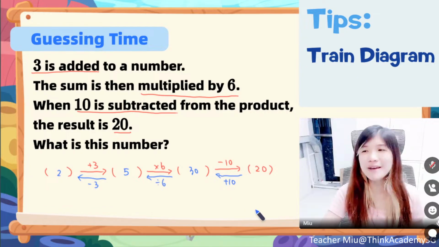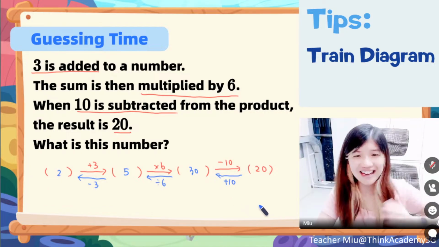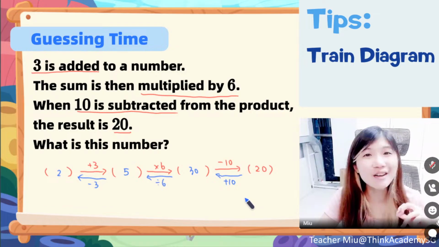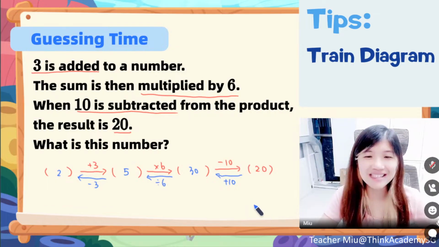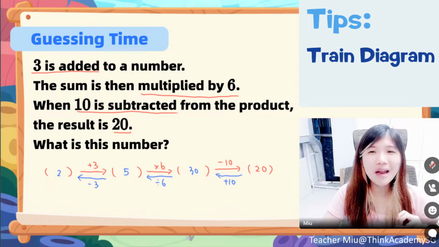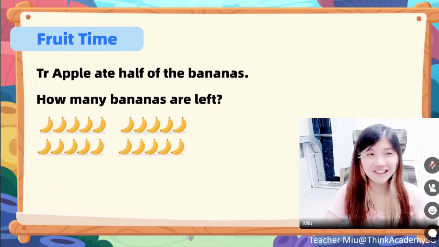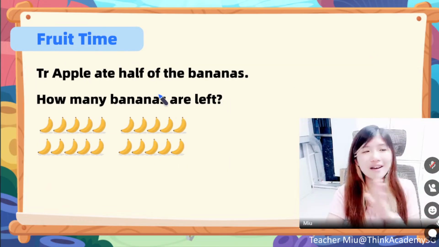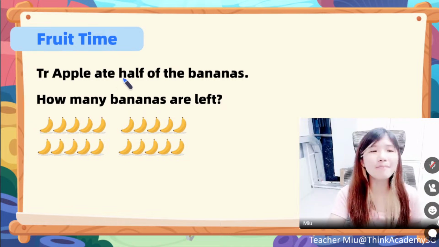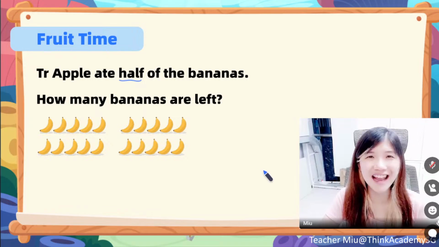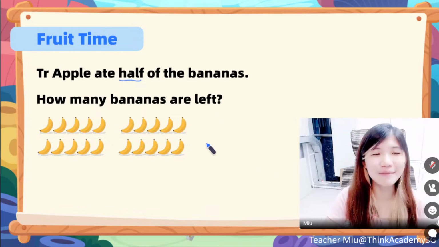But in GEP, would it be that easy? Actually, it would be that easy in the first round. But what about in the second round? Let's take a look at this question. Now it is fruit time. Teacher Apple ate half of the bananas. So how many bananas are left? Can you let me know super fast?